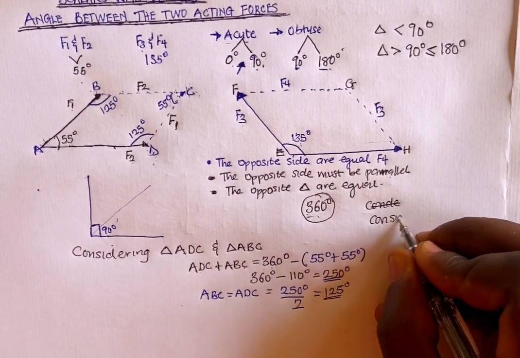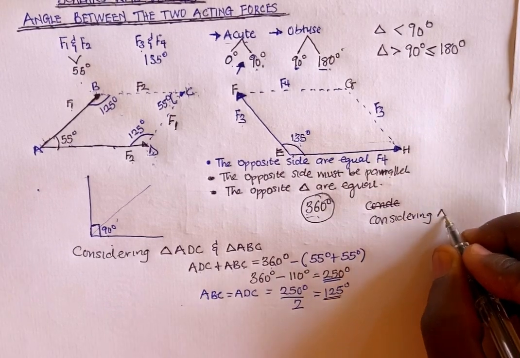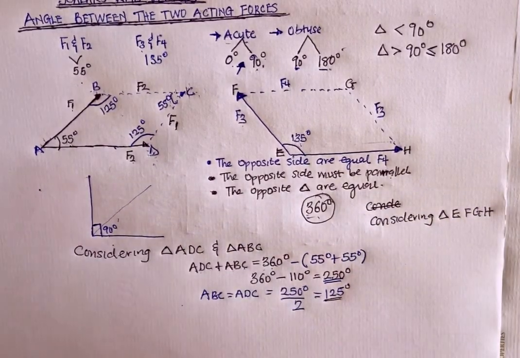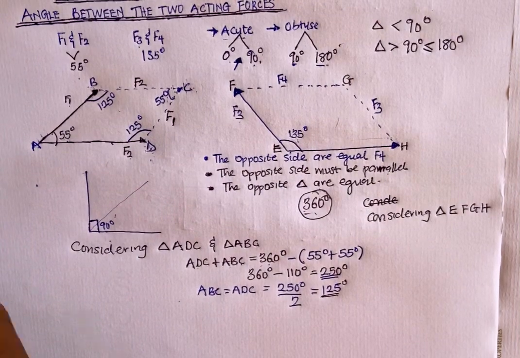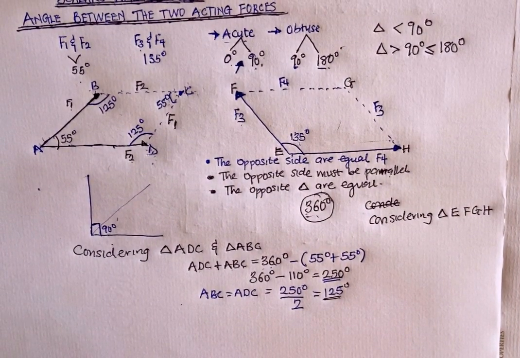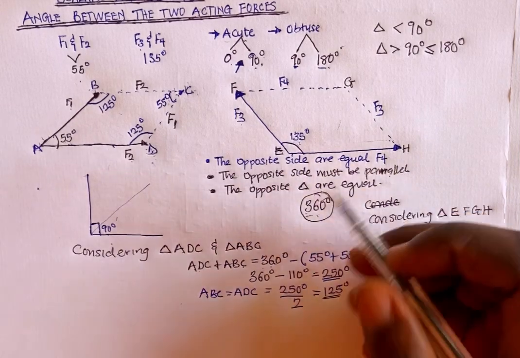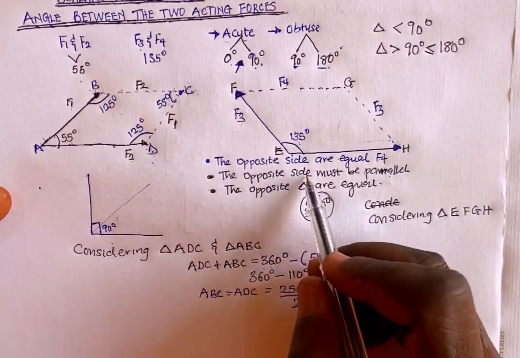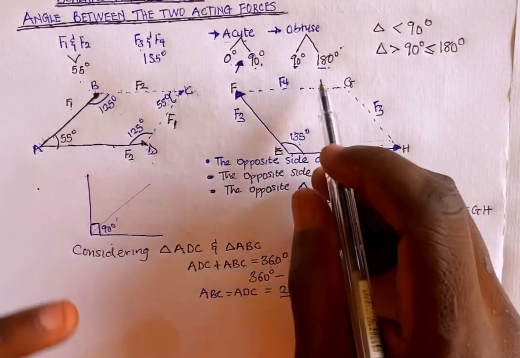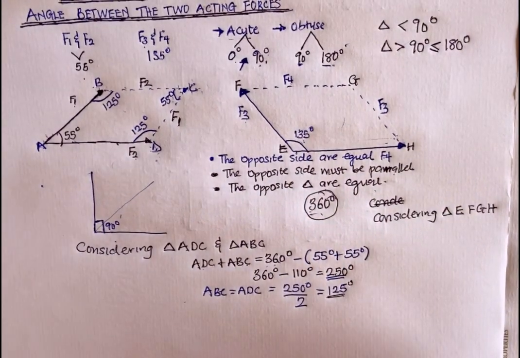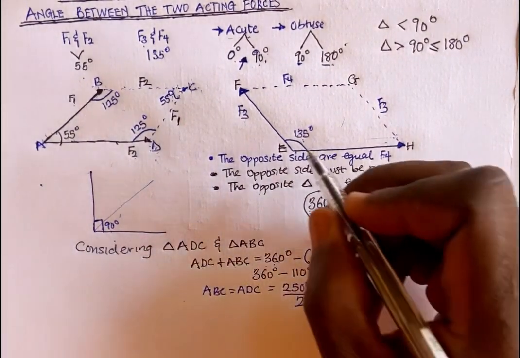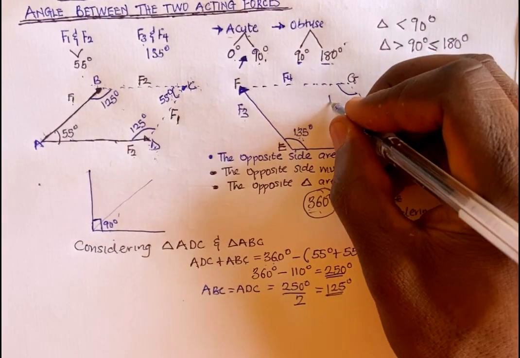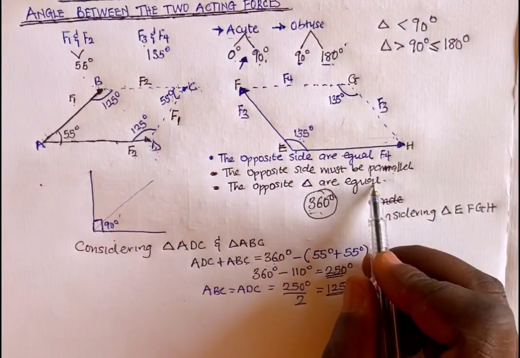Then let's consider the next one, EFGH. Angle EFGH is also a parallelogram, right? Using the following law, the opposite sides are equal. Exactly. This side F3 is equal to F3, F4 is equal to F4. The opposite sides must be parallel. This is parallel to this. This is also parallel to this. Then the opposite angles are equal, right? So if this angle is 135, then this also must be 135 degree, right? So that's the third property.